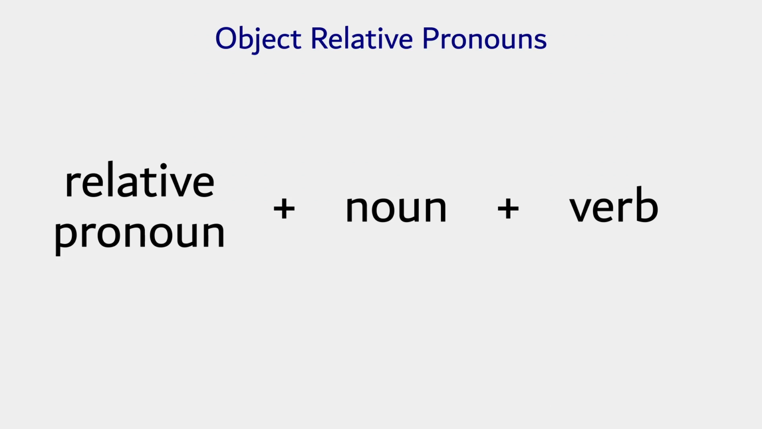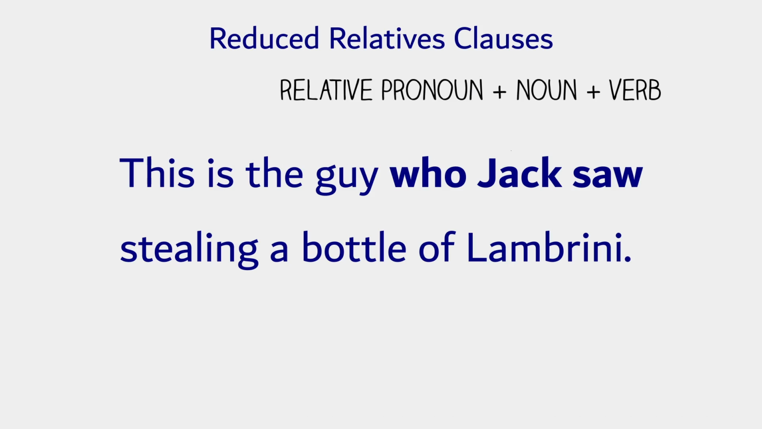Okay, that's very simple. But how do we know if the relative pronoun is acting as an object pronoun? Well, this is very simple too. An object pronoun is always followed by another noun and then a verb. So in our example, we had the word who plus Jack plus saw. So here we know that it's an object pronoun. That's all there is to it. I'll give you another example just to reinforce this point.